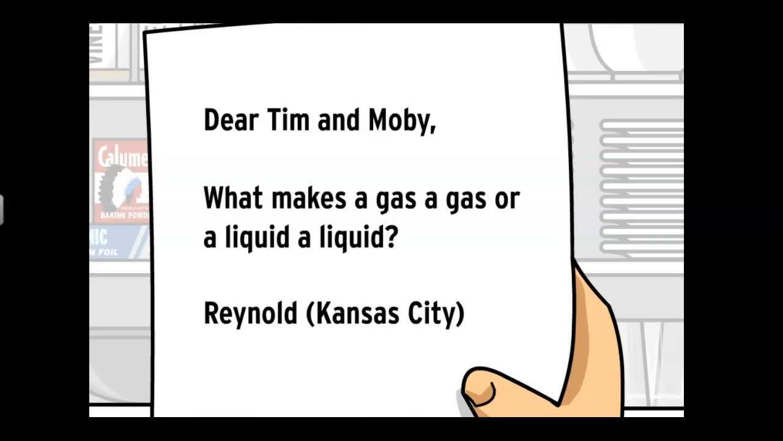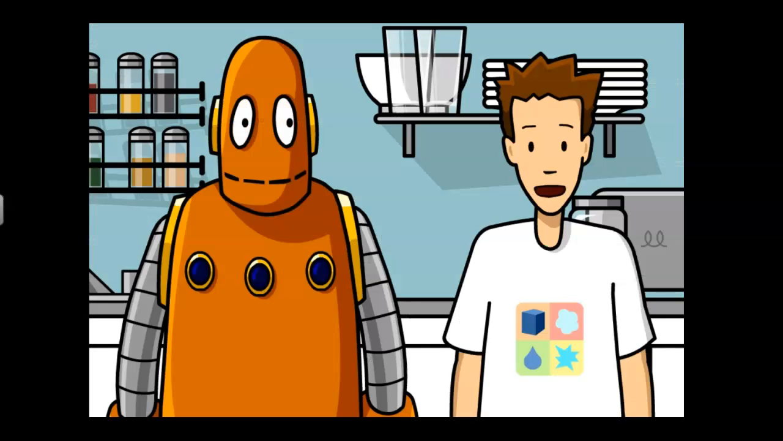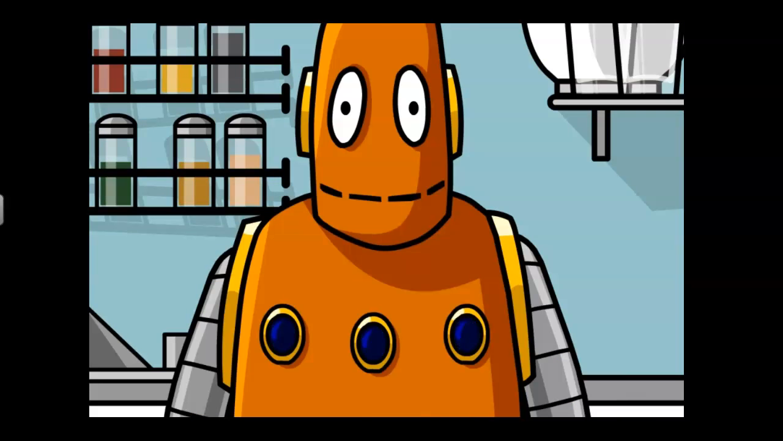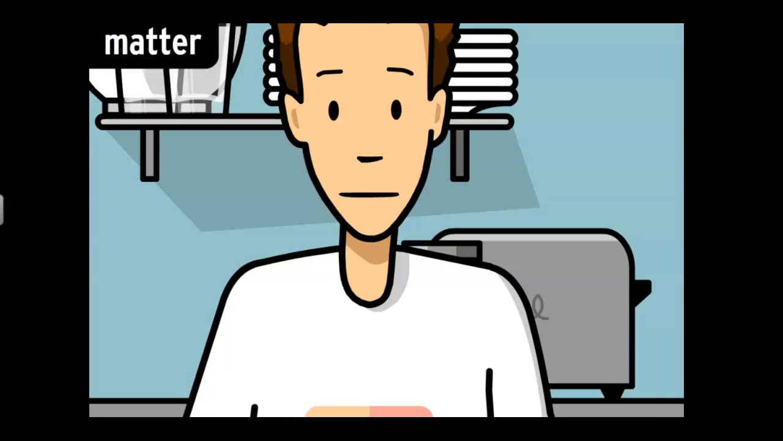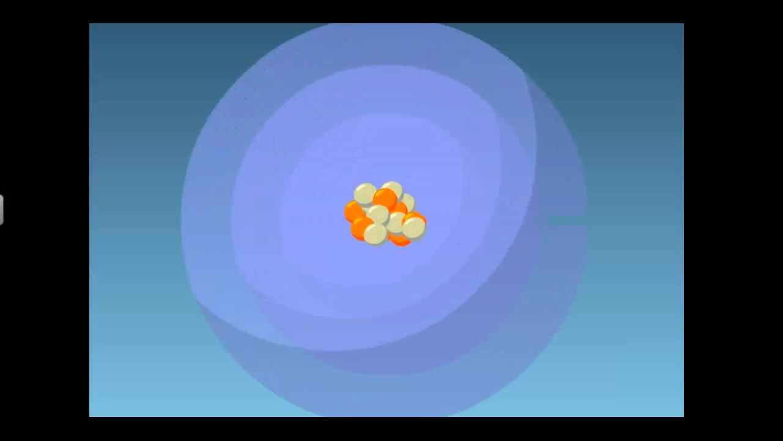Dear Tim and Moby, what makes a gas or a liquid? From Reddit. Well, gases and liquids are two of the three main states of matter. Right, solid matter is the third main state. Matter is anything that takes up space. It's the material that all the stuff in the universe is made of. All physical matter is composed of tiny particles called atoms. And these atoms behave differently depending on the temperature and pressure of their environment.